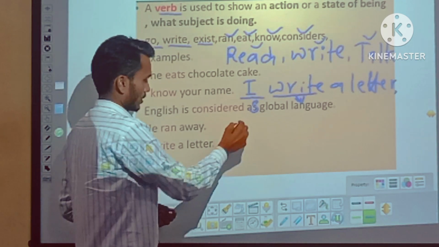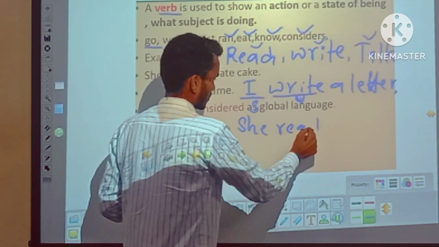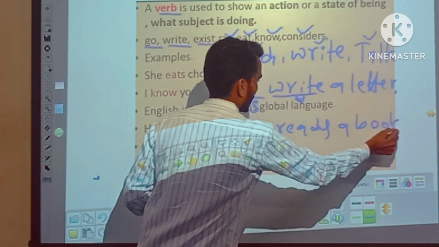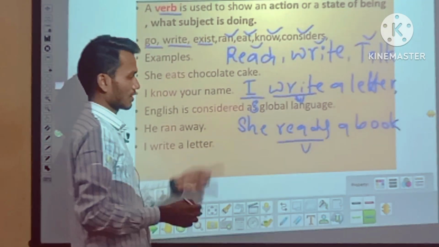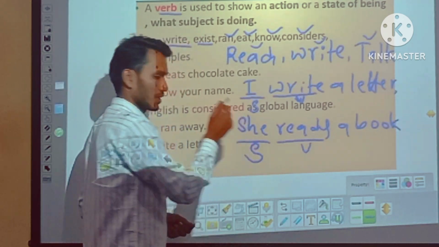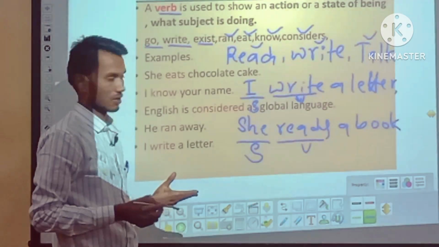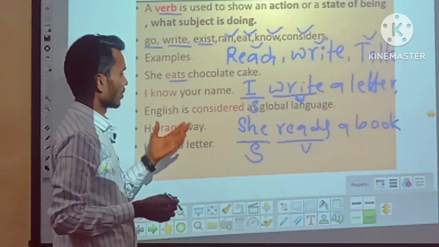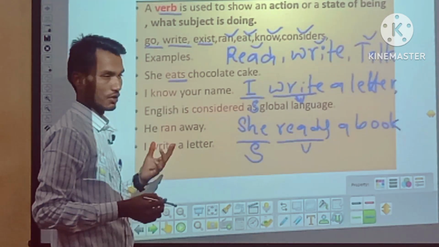Let me give you one more example. She reads a book. Here reads is a verb. Why? Because it tells the action of a subject, that is she, right? And she eats a chocolate cake. What does she do? She eats chocolate cake. Here eats is a verb.